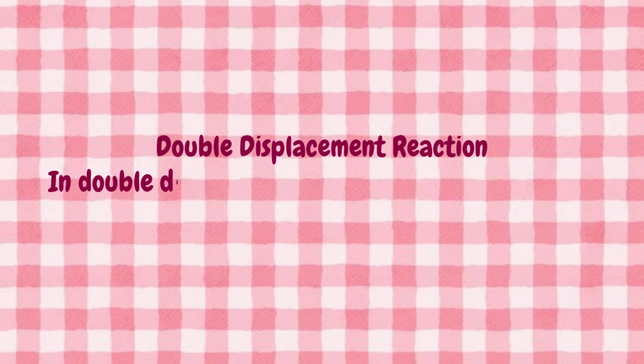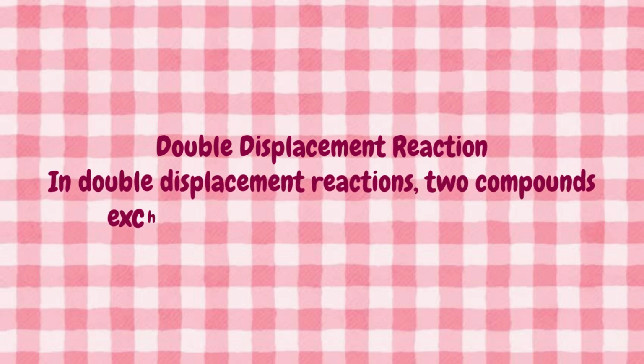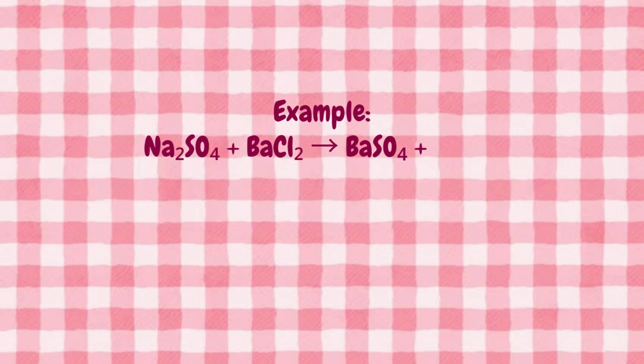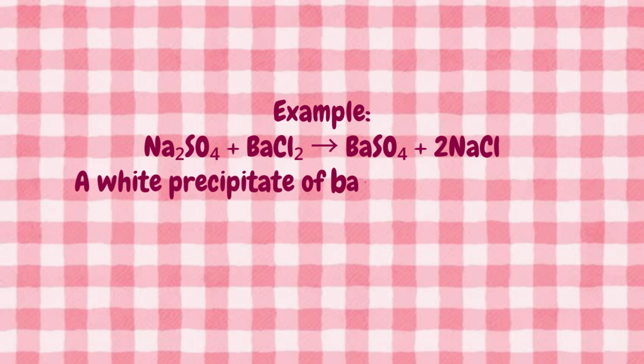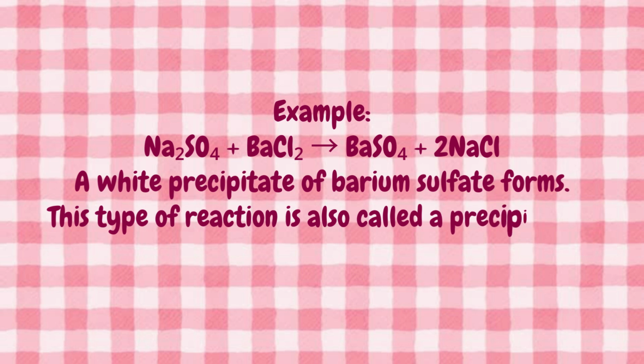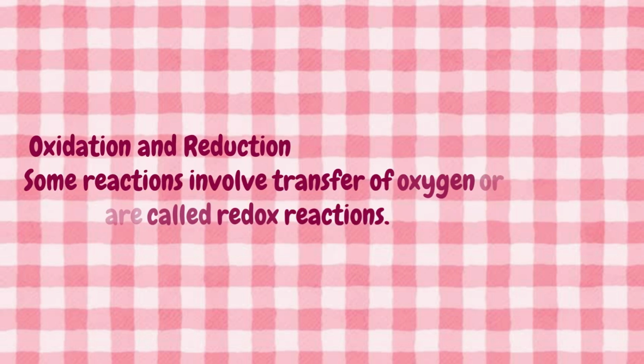12. Double displacement reaction. In double displacement reactions, two compounds exchange ions to form new compounds. Example: sodium sulfate plus barium chloride, right arrow, barium sulfate plus 2 sodium chloride. A white precipitate of barium sulfate forms. This type of reaction is also called a precipitation reaction.